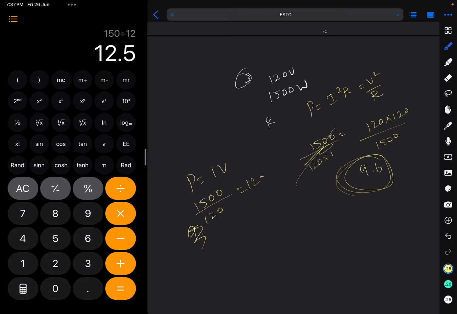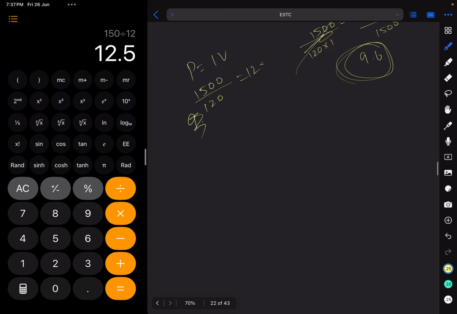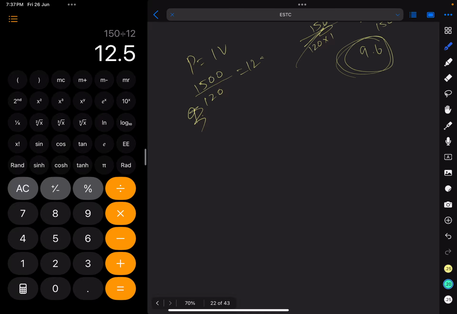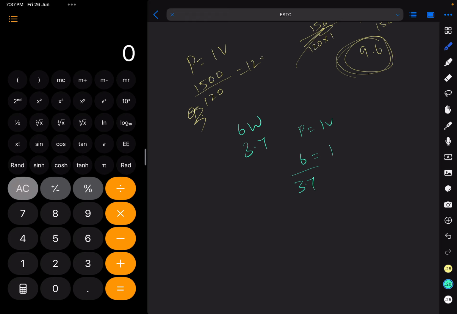Okay. A portable radio transmitter has an input power of 6 watt, 3.7 current. P is equal to IV. 6 by 3.7. It's 1.6.